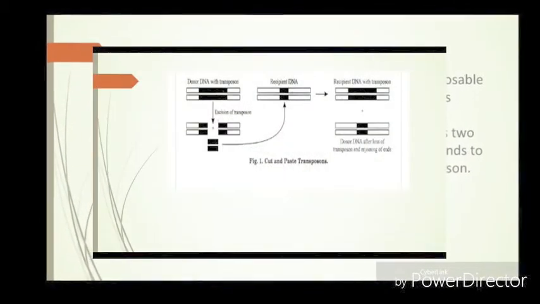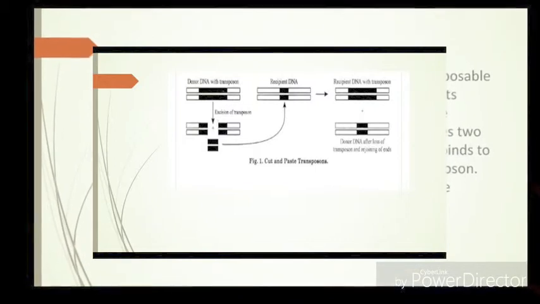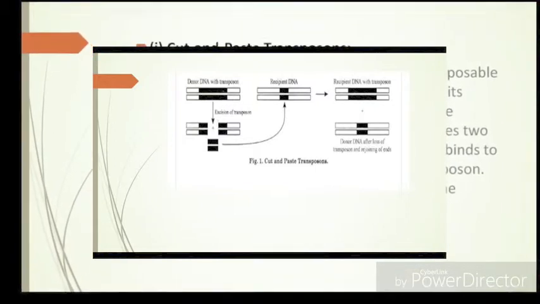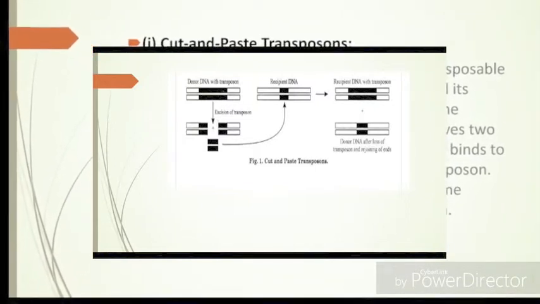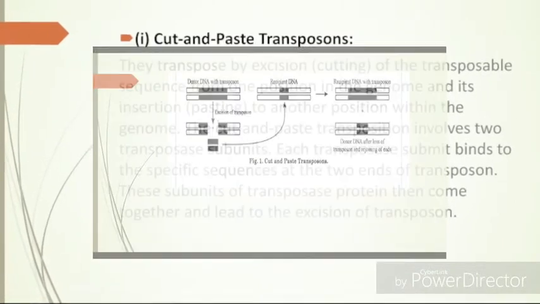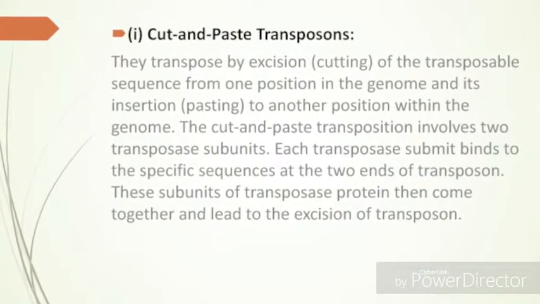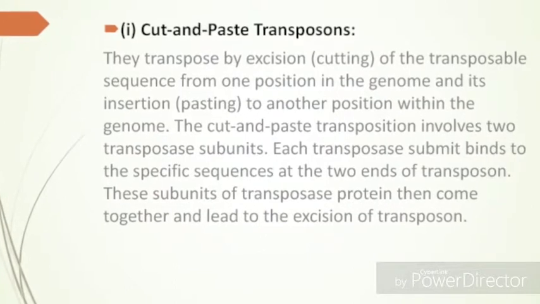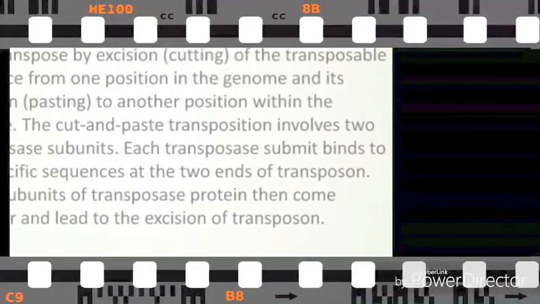The cut and paste transposition involves transposase subunits. Each transposase subunit binds to the specific sequence at the two ends of the transposon. These subunits of transposase protein then come together and lead to the excision of the transposon.